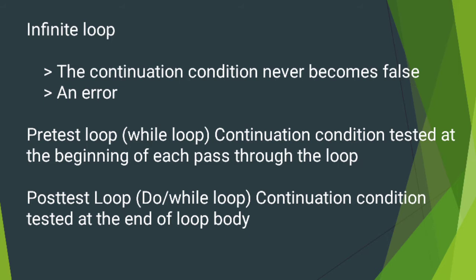Pre-test loop: the continuation condition is tested at the beginning of each pass through the loop. So here in a pre-test loop, the continuation condition is tested at the beginning. Post-test loop: the continuation condition is tested at the end of the loop body. So the post-test loop is the opposite of pre-test. The continuation condition is tested at the end of the loop body.